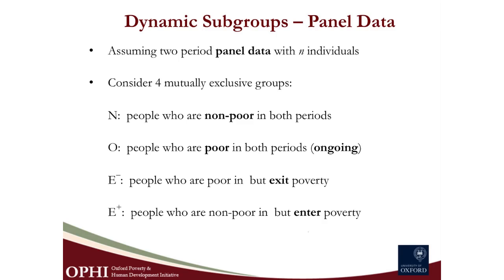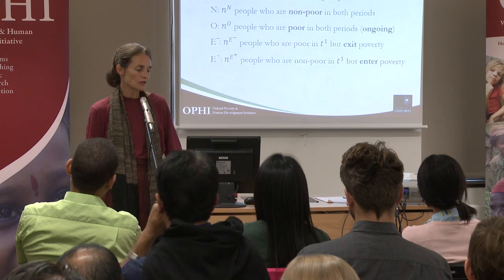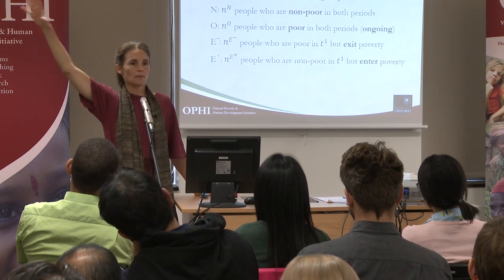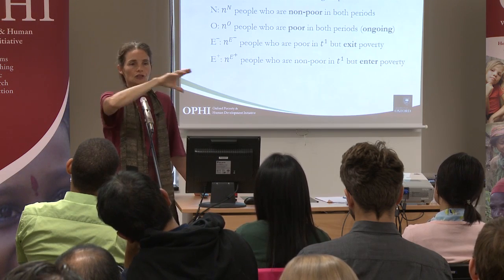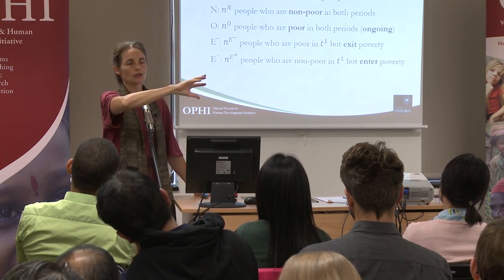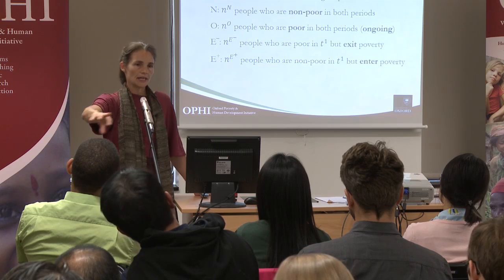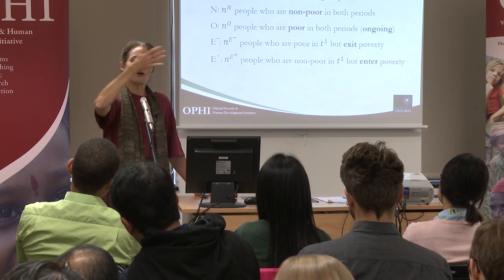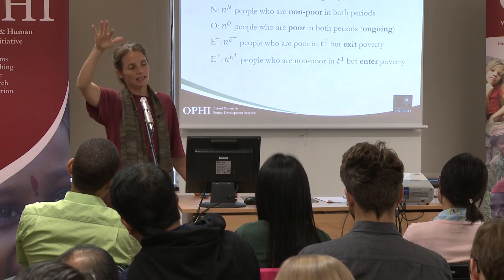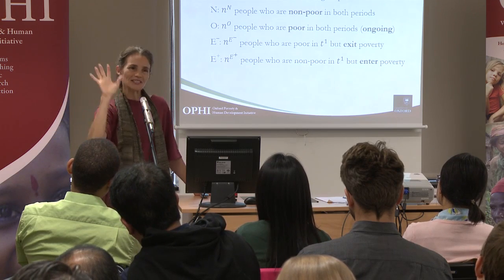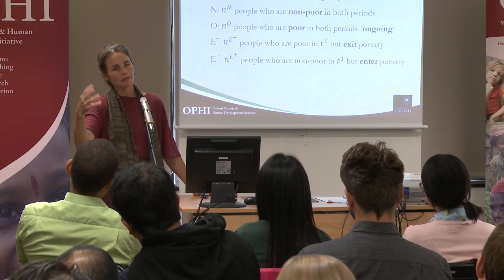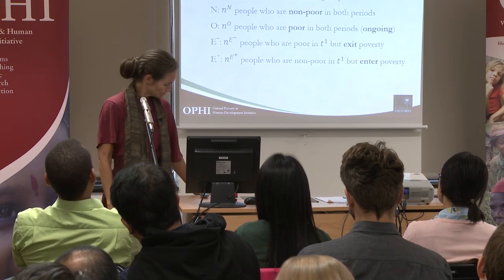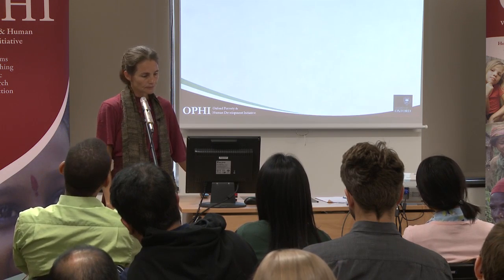How do we construct them? Let's give names to these groups. There's going to be a group of people who are non-poor in all 3 periods. There's going to be a group of people who are ongoing or chronic poor in all 3 periods. And then let's call the people who move out of poverty those who exit poverty, E minus, because they lose deprivations to bounce out of poverty. And those who move into poverty, E positive. They gain deprivations, so they move into poverty.